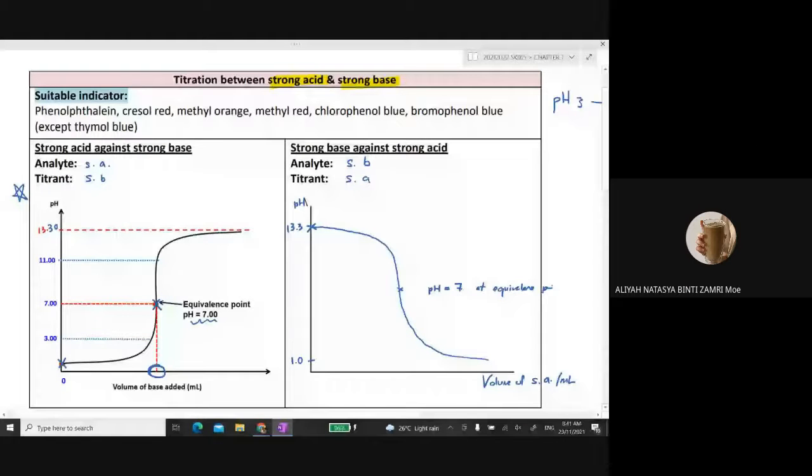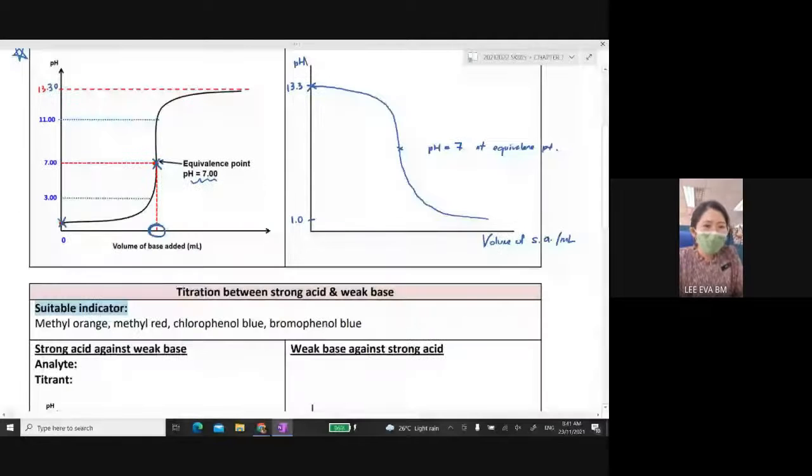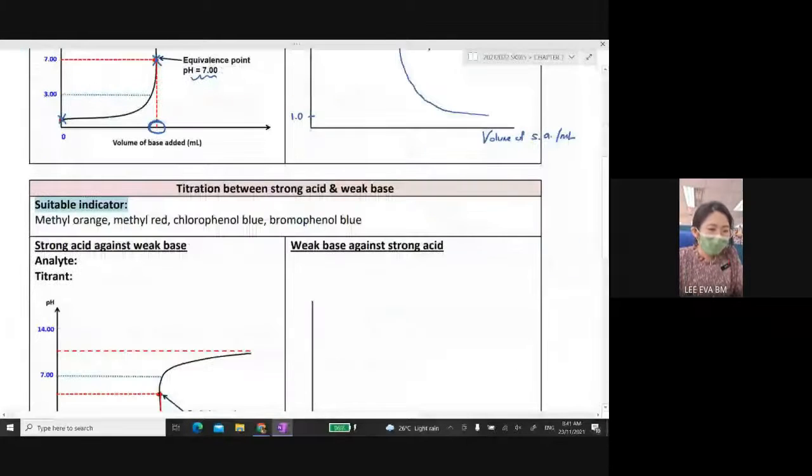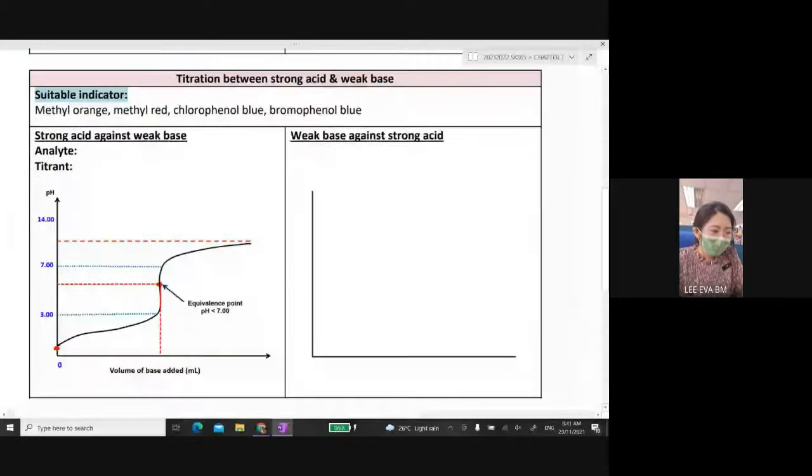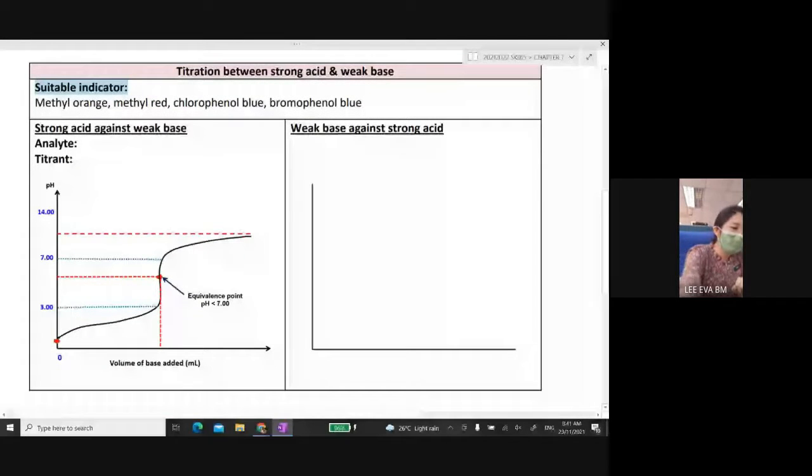Okay, so it will be the best if you get strong acid and strong base, both strong species. But when it enters strong acid and weak base, so let's look at the second combination. Okay, so this is the titration between strong acid, weak base.